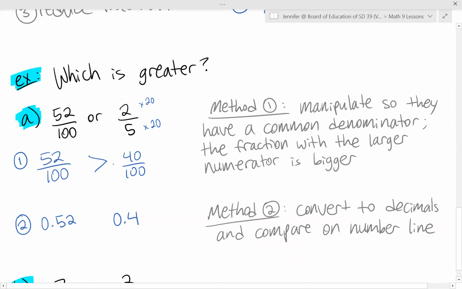Now that they're both in decimals, you just ask yourself which one's greater. Well, we already know 0.52 is bigger, but now that they're both in decimal form, it's a lot easier to tell which one is bigger than the other.